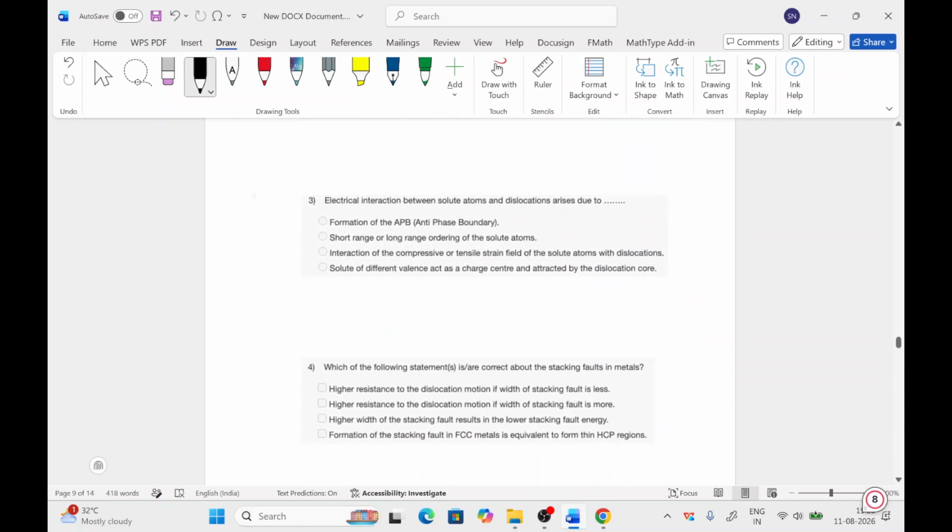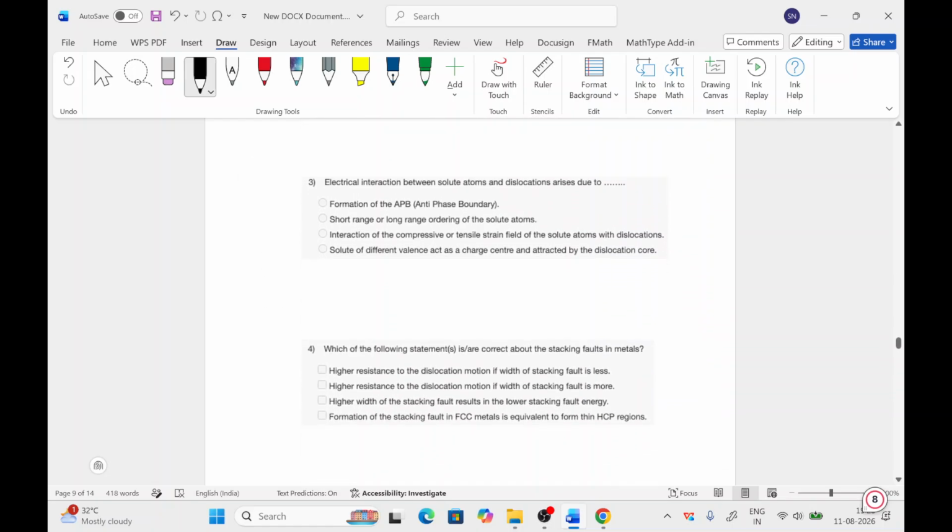In the third question, electrical interaction between solute atoms and dislocations arises due to, so the electrical interaction occurs because of the difference in valency. Solutes of different valence act as charge centers and are attracted by the dislocation core. So the fourth option is correct.